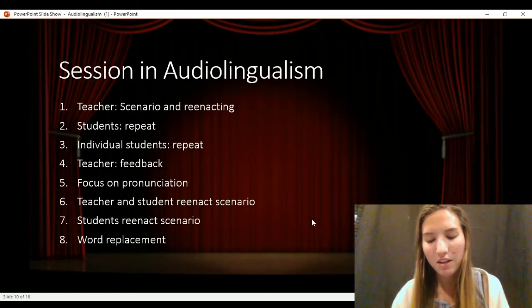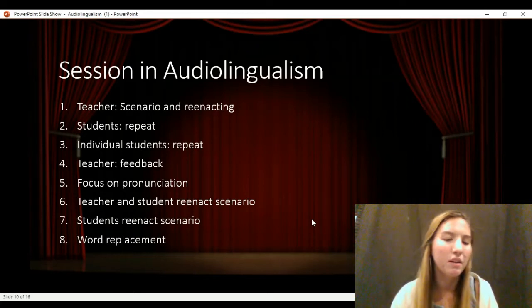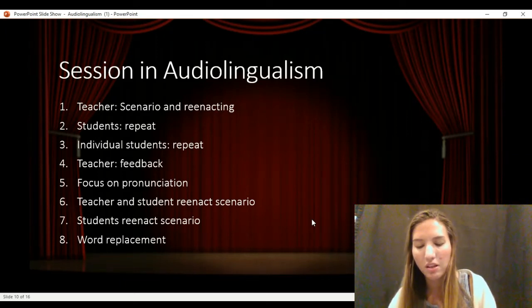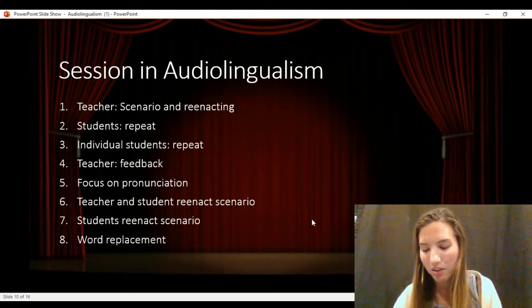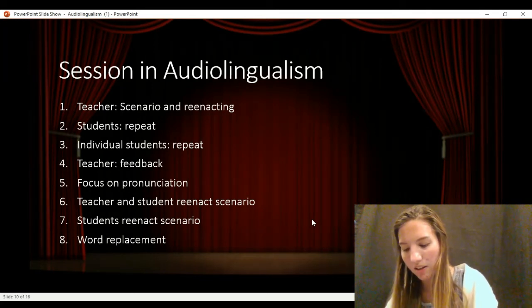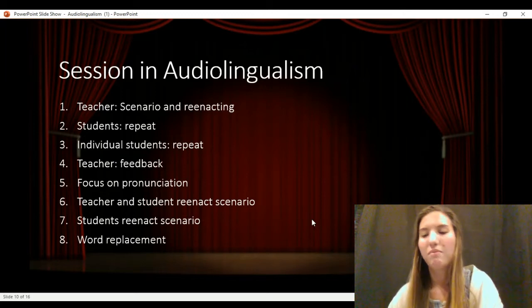During this time, he might call on different individuals to repeat it alone. This allows the teacher the ability to help correct students individually when they say something wrong. The teacher then has them repeat the dialogue exactly how he had said it, including the same emphasis.